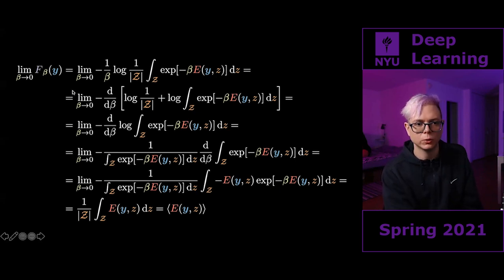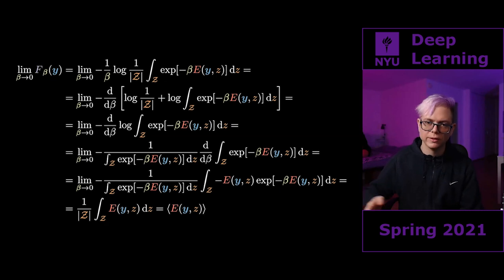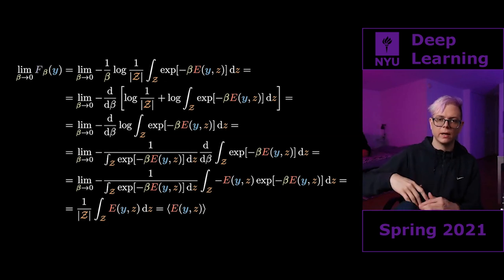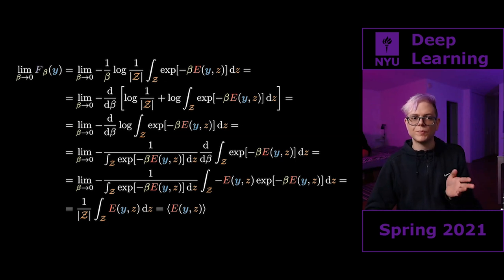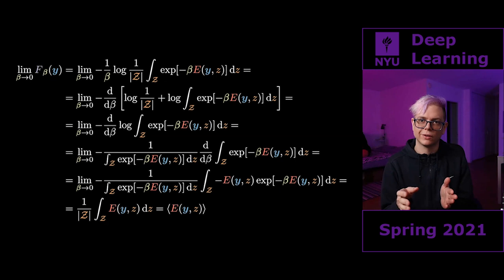If beta goes to zero, if you take this limit, and you can work this out yourself if you want, you're going to end up with this final equation, which is simply 1 over the length of the domain, integral of E(z) dz. And what is this? Well, this is simply the average value. So if you have beta going completely to zero, if the temperature is super hot, eventually the free energy is the average of the energy across all latents, which means you no longer consider any latent as being more important than the other.